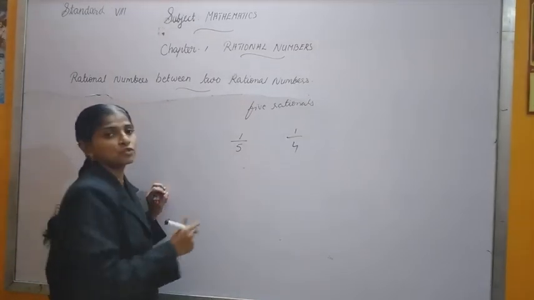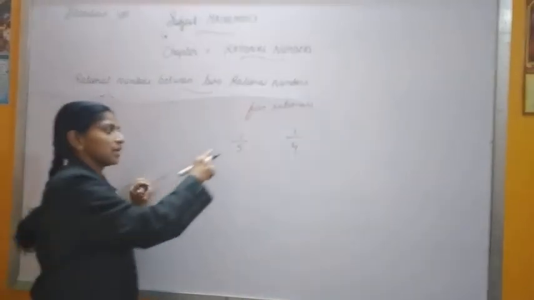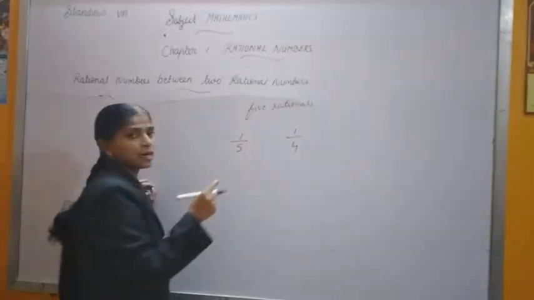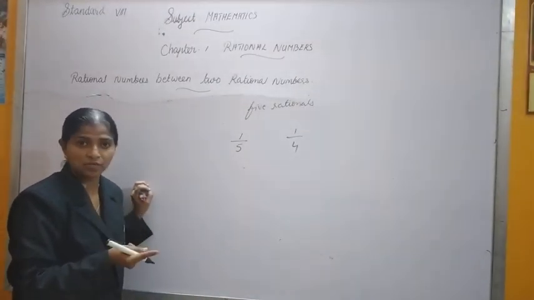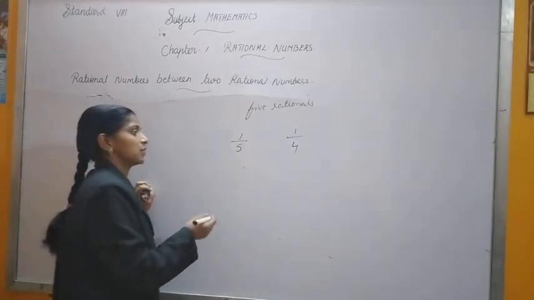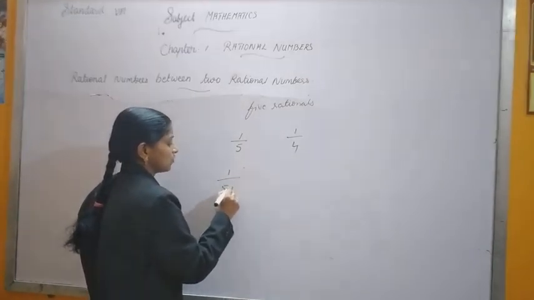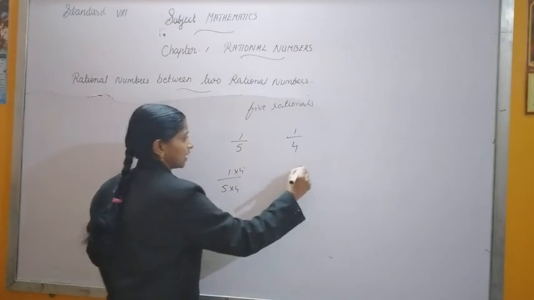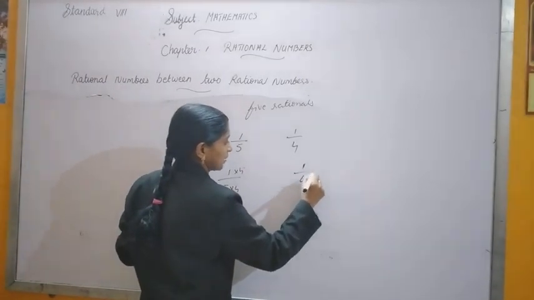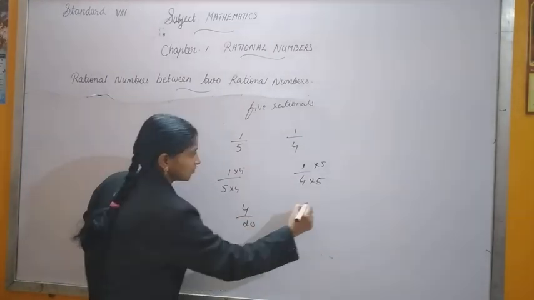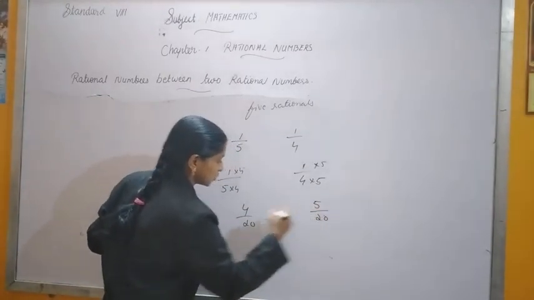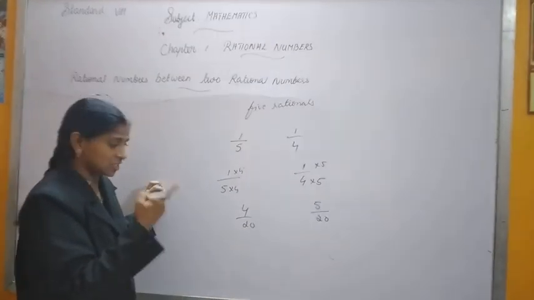For that, we should find the LCM. Here the denominators of these two rational numbers are different. So first you find the LCM and convert into a common denominator. For that, 1 upon 5 multiplied by 4 and 1 upon 4 multiplied by 5, numerator and denominator. We get 4 upon 20. Here we get 5 upon 20. And again, between 4 upon 20 and 5 upon 20 there is no rational number.